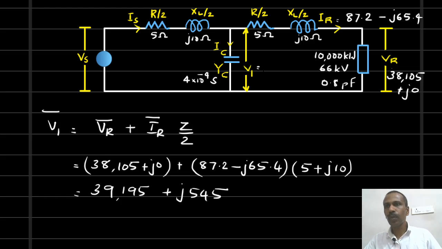So V1 equals 39,195 plus J545. So this is our V1.